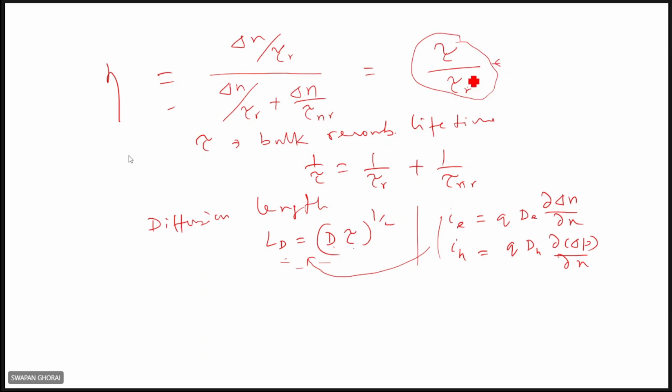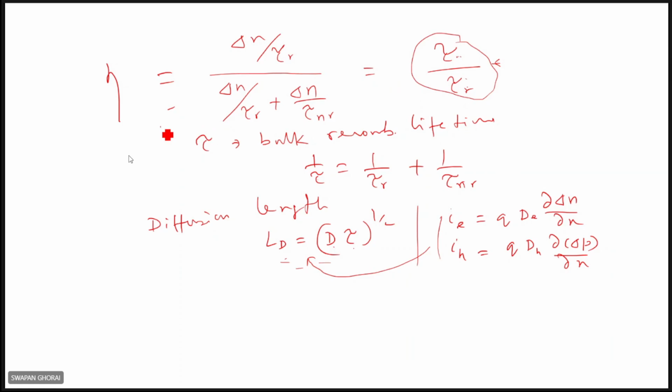Right. So the internal quantum efficiency depends upon the bulk recombination lifetime as well as the radiative recombination lifetime. What is this tau? If you divide by delta N, you'll get 1 upon tau equals 1 upon tau R plus 1 upon tau NR. That we are replacing by 1 upon tau. The tau is called the bulk recombination lifetime, including radiative recombination lifetime and non-radiative recombination lifetime. This tau, and we'll see it.